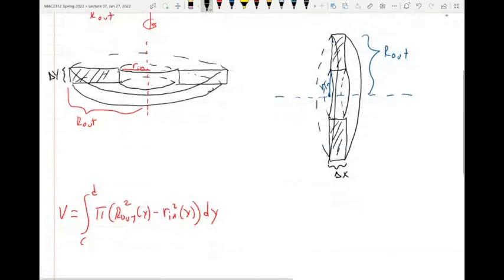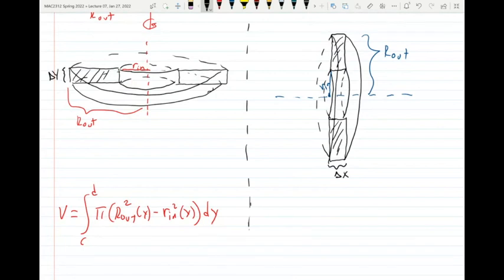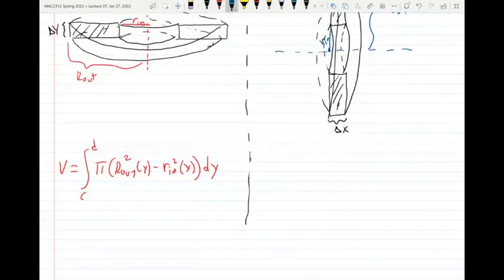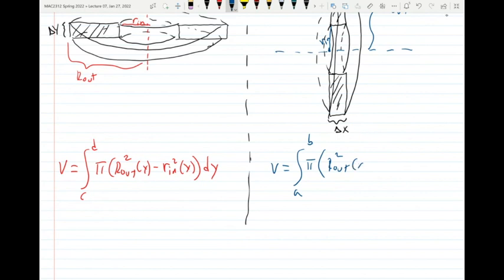All right, and then in the other scenario, we have the same thing, but now everything is with respect to x. So the integral from a to b of pi times r out squared of x minus r in squared of x, dx. The delta x becomes dx in the limit. Are we okay with this? So these are the formulas for the method of washers.